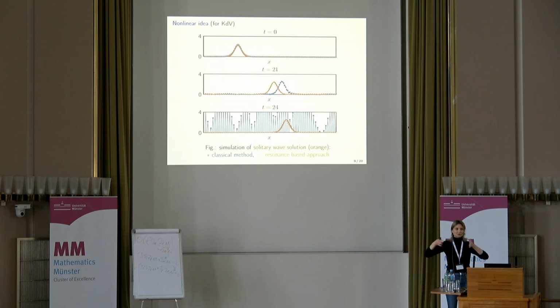It moves to the left or to the right, but the shape does not change. And so what we see here is the initial data, and what I compare is the exact solution, which I know, the classical method, the Strang splitting method, and this resonance-based approach. And of course, for everybody, I start with the same initial data, otherwise it would be cheating. And then I see how time evolves.